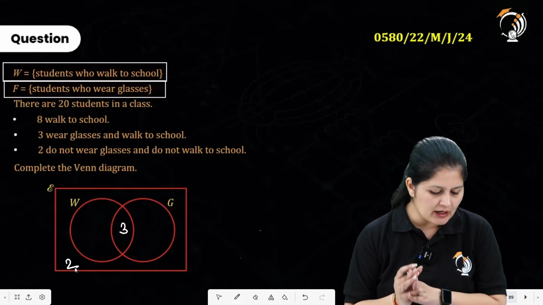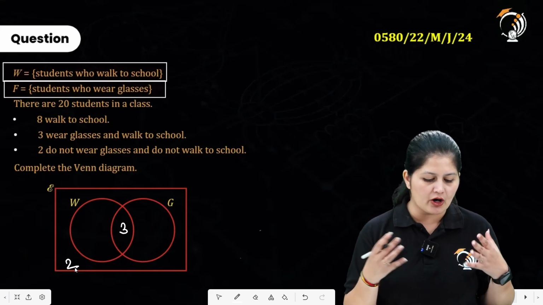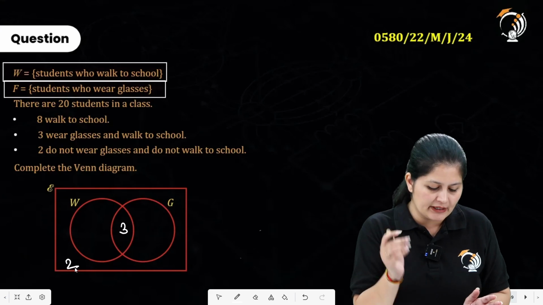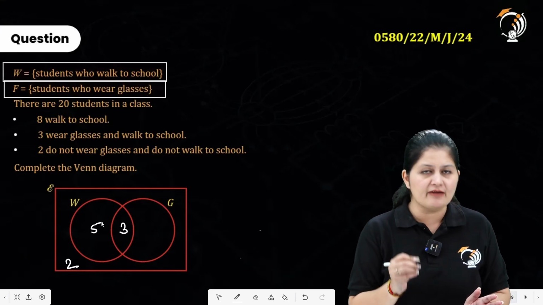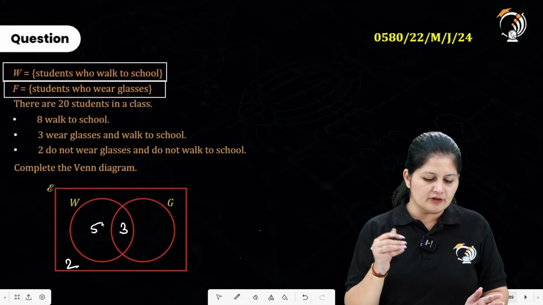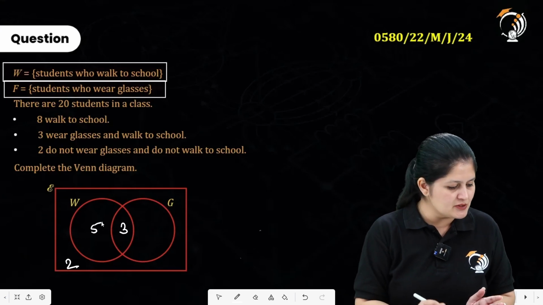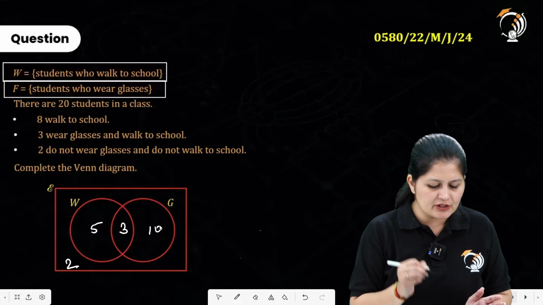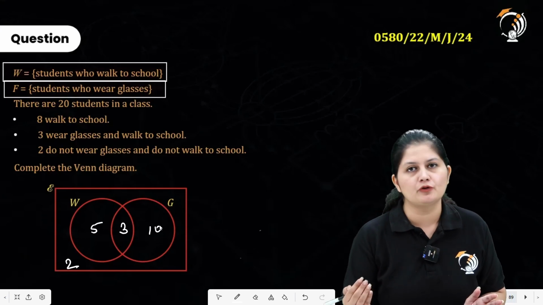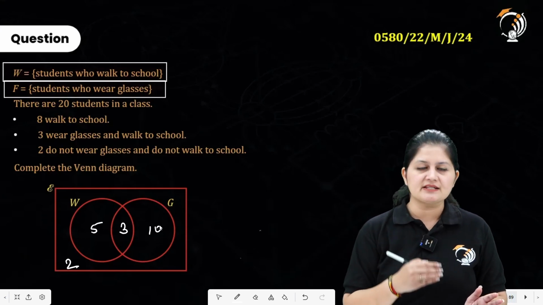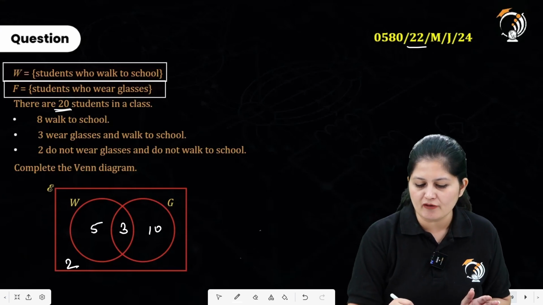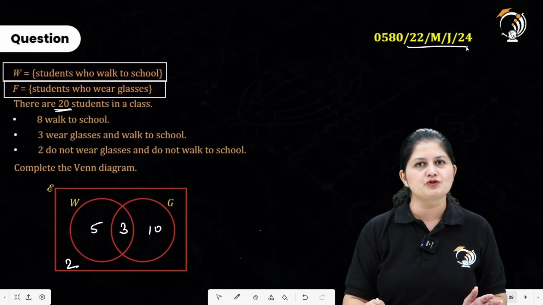Further, we need to complete the Venn diagram. So 8 walk to school. Clearly, if there are 3 who wear glasses and walk to school, and a total of 8 who walk, that means there are 5 who only walk but do not wear glasses. Further, for the number that we are left with, we are going to have a total of 10 students who only wear glasses but do not walk to school. The sum of all elements here needs to be equal to 20. This was a question from the paper of May June 24 from variant 2-2.